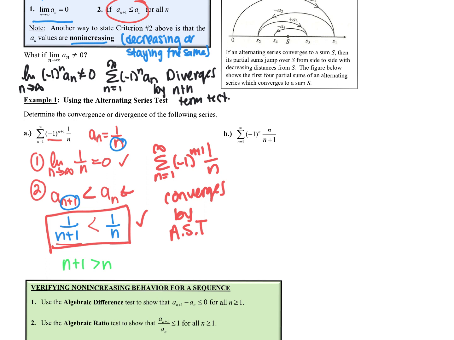Okay, so let's do another example. This guy over here, this is clearly an alternating series because this part here tells us that. This is a sub n.